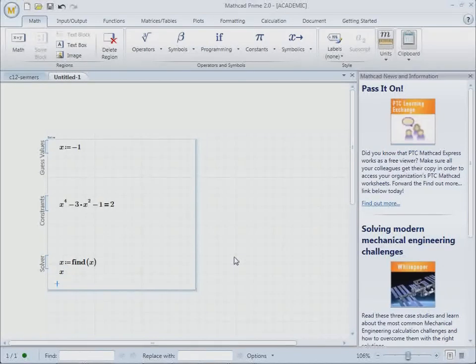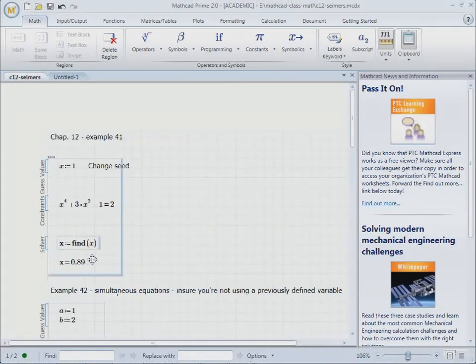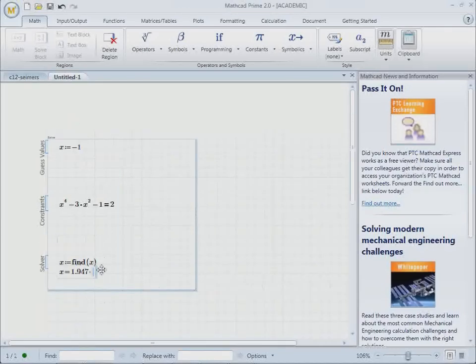Oops, wrong. I have to do an evaluation. I just did X. I didn't do X equals. X, regular equal. There we go. I found a separate root. You'll notice that it's different. This is different than this. You expect 4 roots in this equation, by the way. Now, if positive 1.947 works, you'd expect negative 1.947 to work as well. So let's try this.